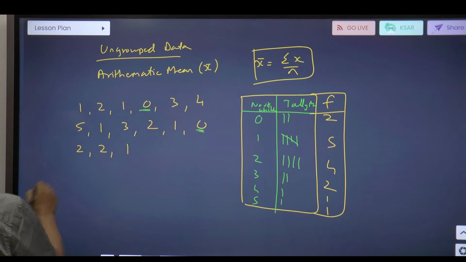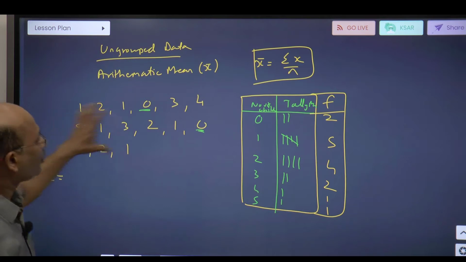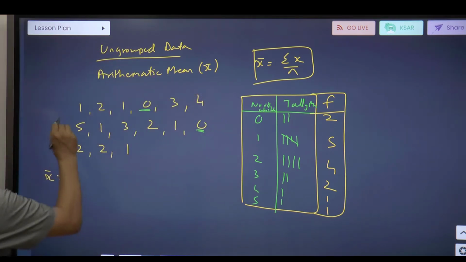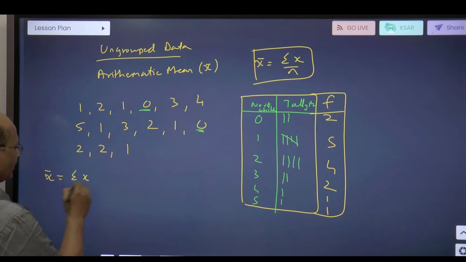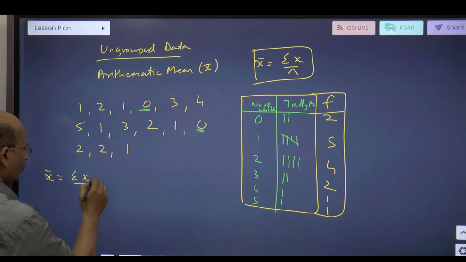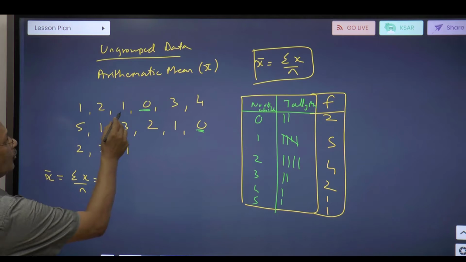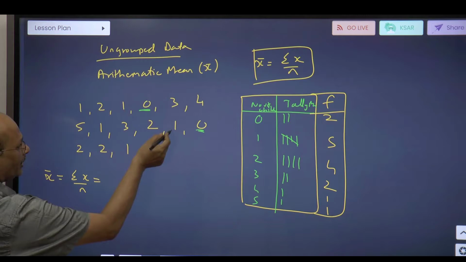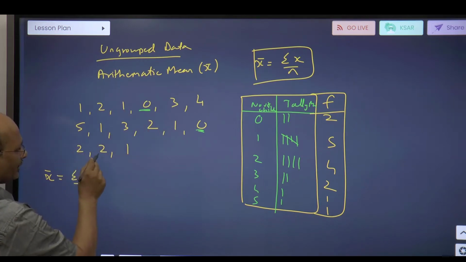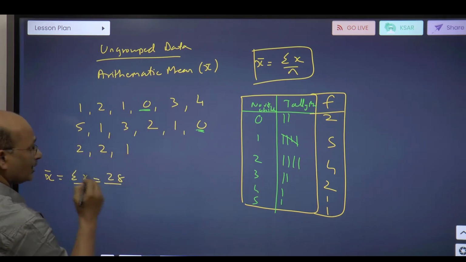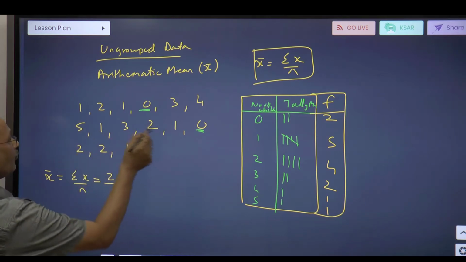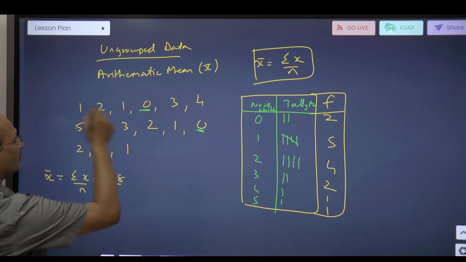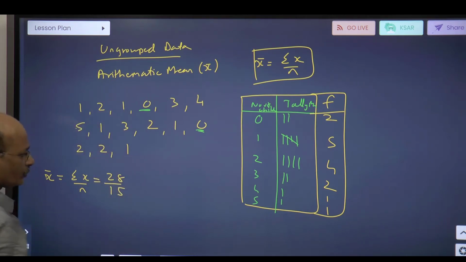Now suppose I want to find the arithmetic mean, x bar. What is the formula? Add all these things. This is nothing but summation x upon n. Everybody knows this. So if I add 1 plus 2, 3, 4, 7, 11, 16, 17, 20, 22, 23, 24, 25, 27, 28, upon the number of observations, 1, 2, 3, up to 15. So 28 upon 15, whatever value comes up, I am not worried about that.